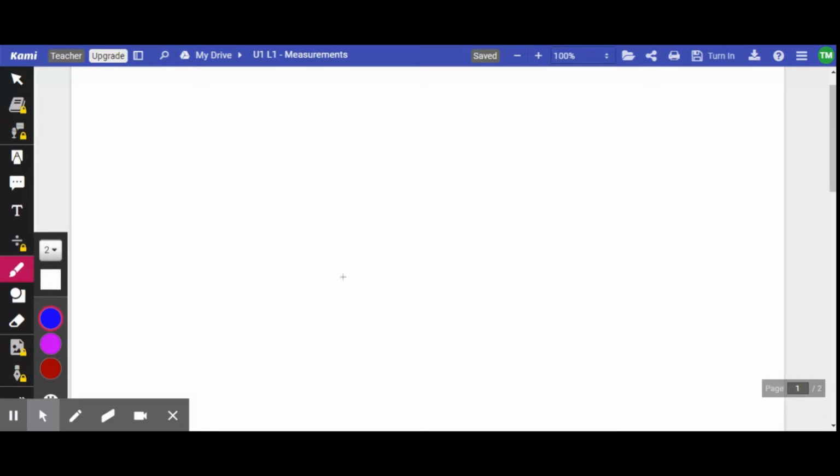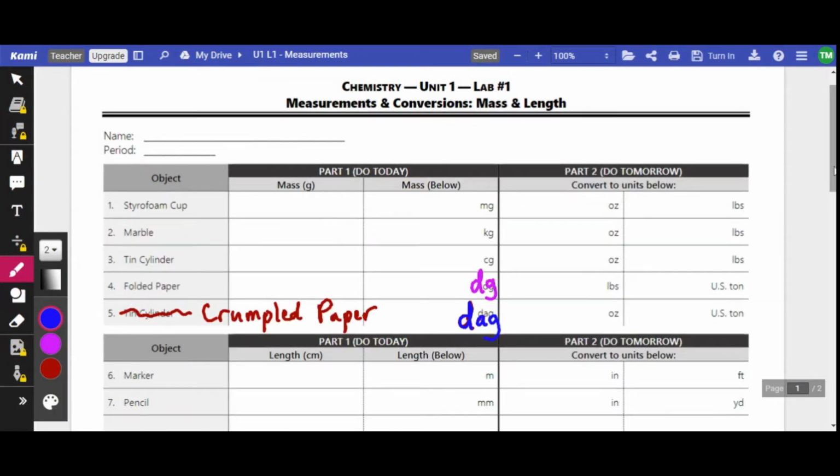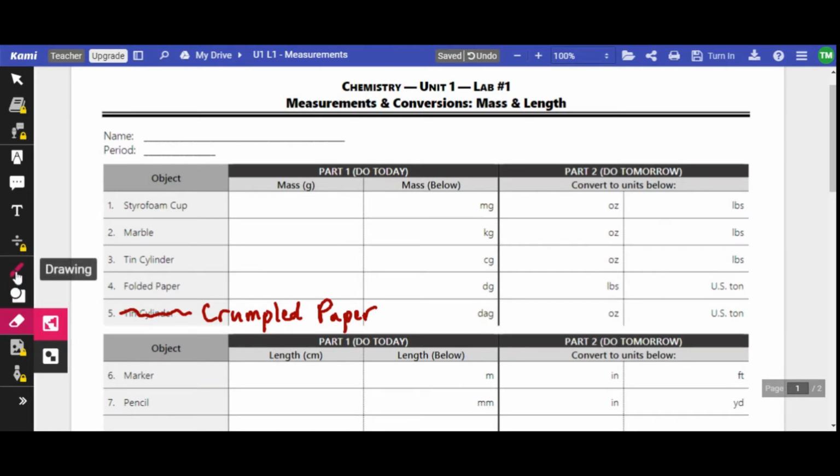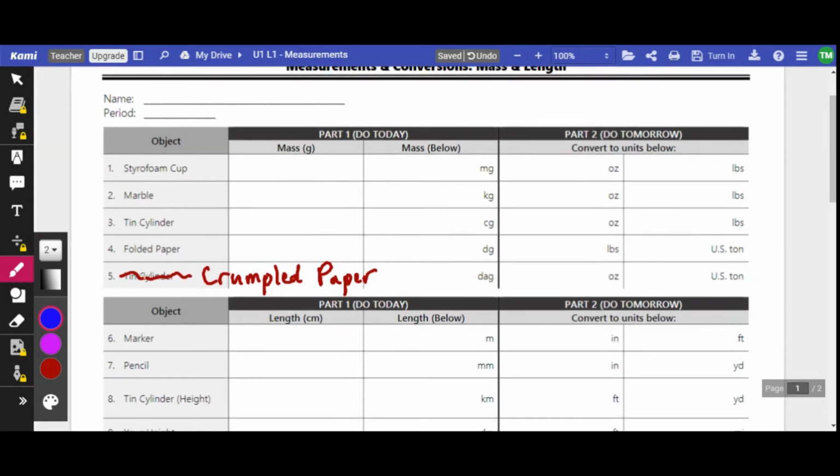Once it loads, it's going to be something like this. Let me erase these here. Okay, in this case, I changed the Word document this came from, but I forgot to update the PDF online. So this number 5 here shouldn't be tin cylinder, it should be crumpled paper. So if yours says tin cylinder twice on number 3 and on number 5, just change that number 5 to crumpled paper so we get the right one.